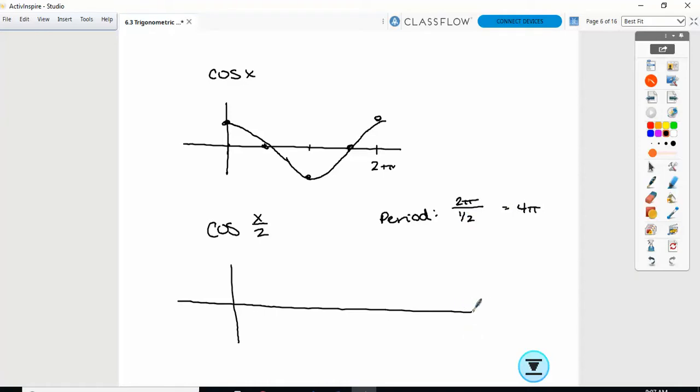In other words, it will have to go all the way to 4 pi before we get a complete cycle of our graph. So it basically takes our normal cosine graph and stretches it out. Whereas you would typically have the whole thing between 0 and 2 pi, now by the time I get to 2 pi, I've only covered half of my graph.